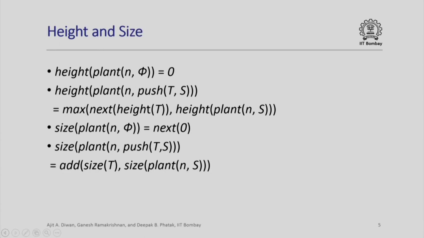So how will you define height and size? Just like in the case of binary trees, the height of a tree obtained by planting n with an empty sequence of subtrees is 0, and otherwise the height of plant n comma push T comma S. So now remember, the second element is not a tree, but a sequence of trees. So in the first case, if the sequence is empty, then the height is defined to be 0.